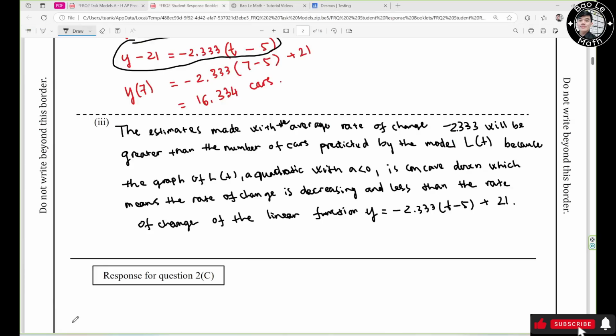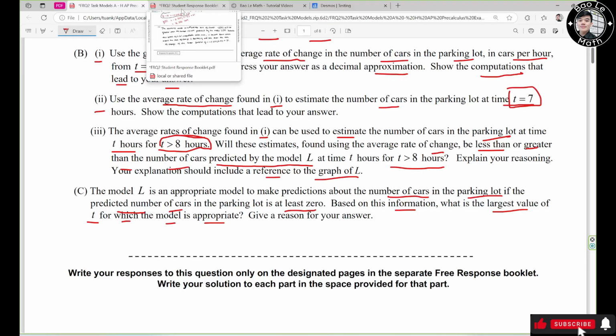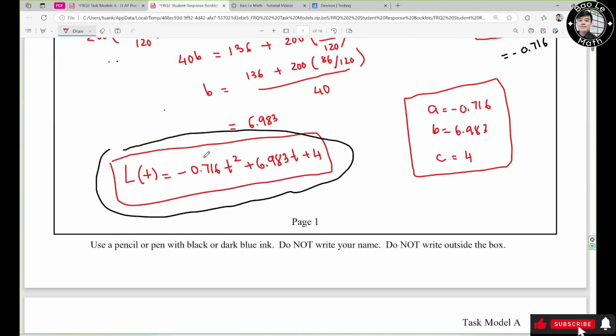Alright, let's move on to the next question, question C. The model L is an appropriate model to make predictions about the number of cars in the parking lot if the predicted number of cars in the parking lot is at least 0. Based on this information, what is the largest value of t for which the model is appropriate? Basically, you just let the quadratic function equal 0 and you solve for t. So go over here, you need to say L(t) equals 0, and L(t) equals this one right here.